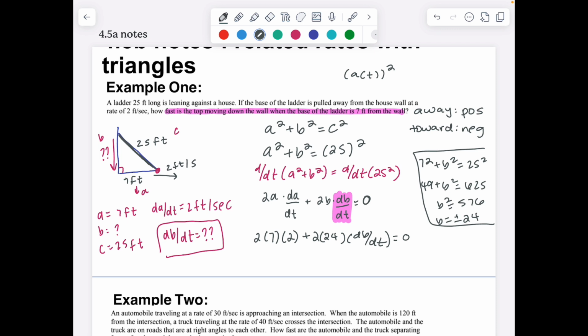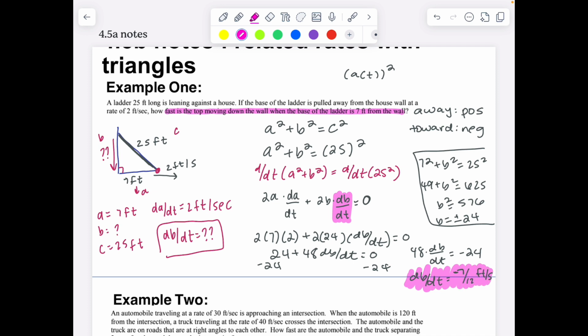So now I'll just clean this up. 2 times 7 is 14. 2 times 24 is 48. And then I'll just do some normal solving. I subtract 14 on both sides. So I'll get 48 dB/dt equals negative 14. And then if I divide by 48 on both sides, that will simplify down to negative 7/24 feet per second. And so this is my final answer right here. dB/dt equals negative 7/24 feet per second.